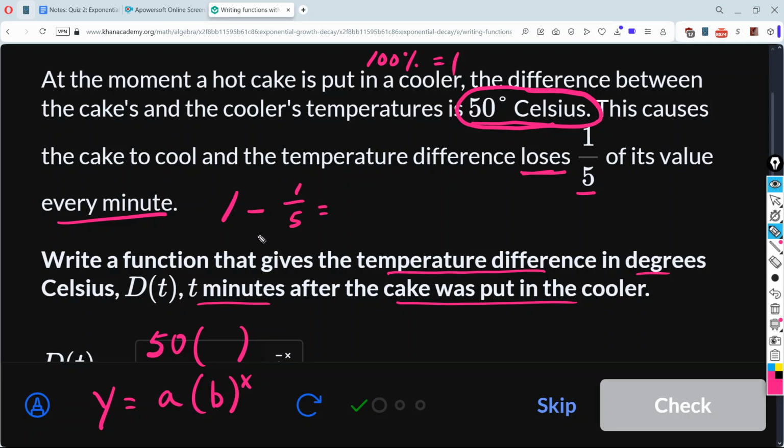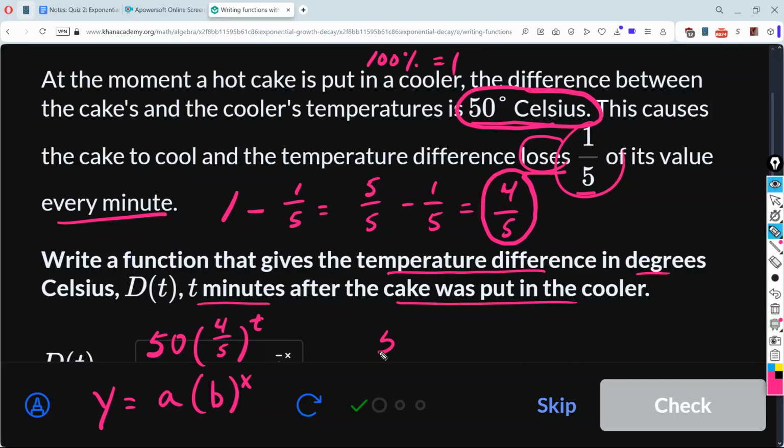All right, 1 minus 1/5, 1 is the same as 5/5 if you want to use a common denominator. And then minus 1/5, well, 5 minus 1 is just 4. So if you multiply by 4/5, it's going to make it lose 1/5. All right, so let's do times 4/5. And we want to do times 4/5 every minute. Okay, and we said t is the number of minutes, so the exponent is just going to be t.